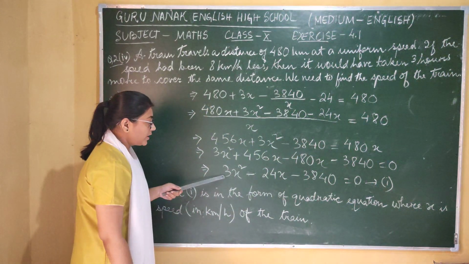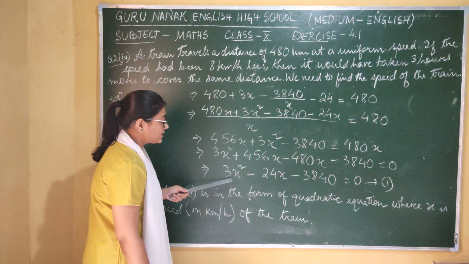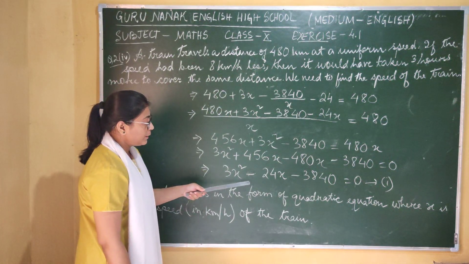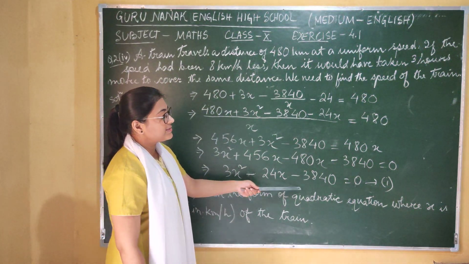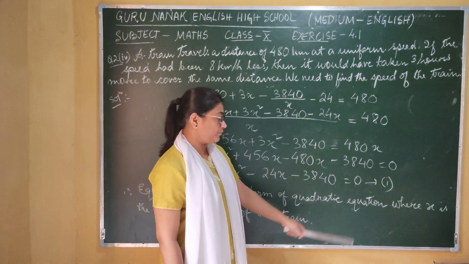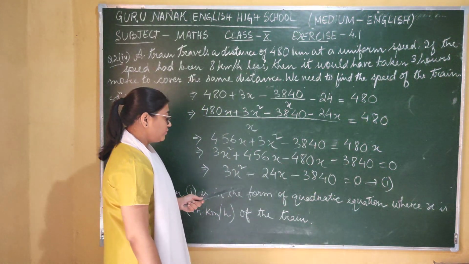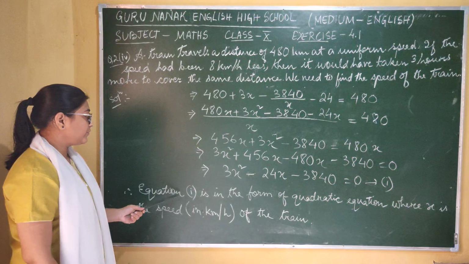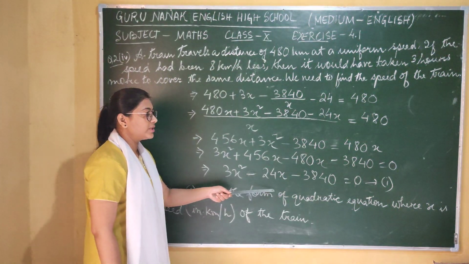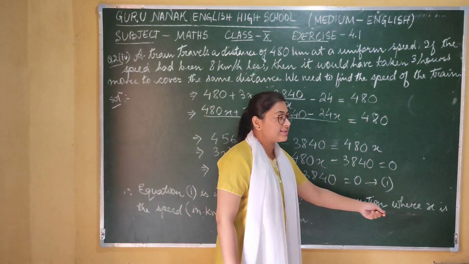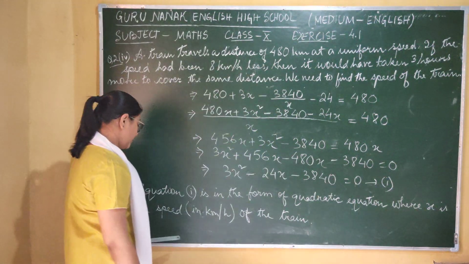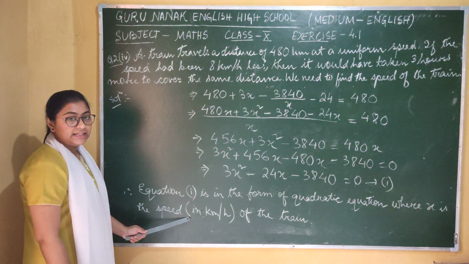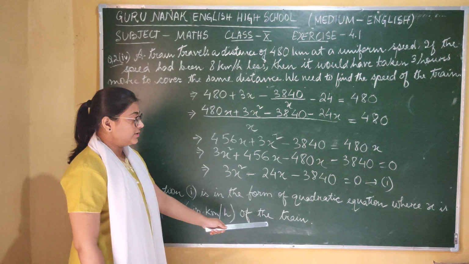Now if we look at equation 1 carefully, it is in the form of ax squared plus bx plus c equals to 0. Therefore we can say that equation 1 is in the form of a quadratic equation where x is the speed in km/h of the train.